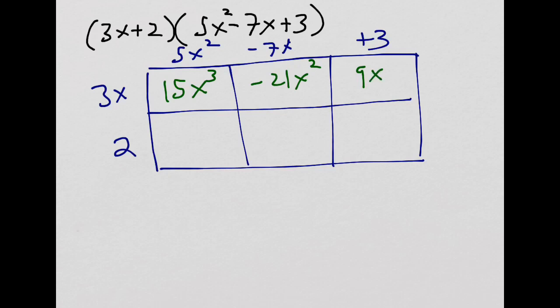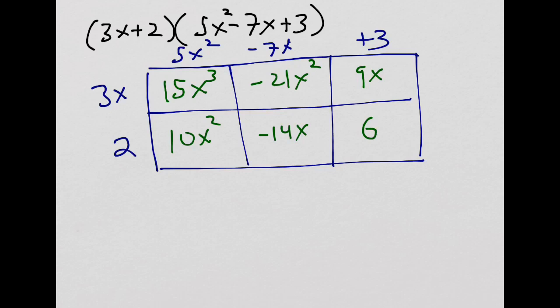Similarly, when we work on the second row, we're just going to multiply the row by the column. So in this case, we should end up with 10x squared. The second box, we multiply 2 times negative 7x, which is negative 14x. And the last box here, we get 2 times 3, which gives us positive 6.